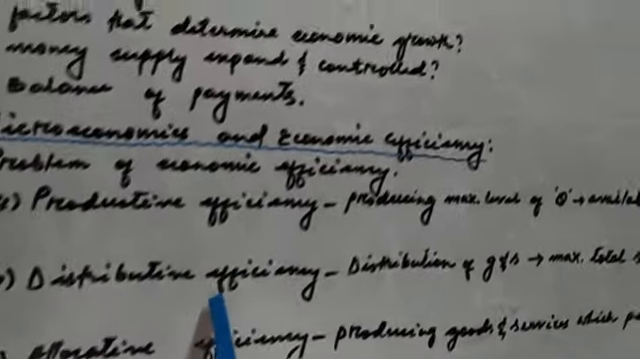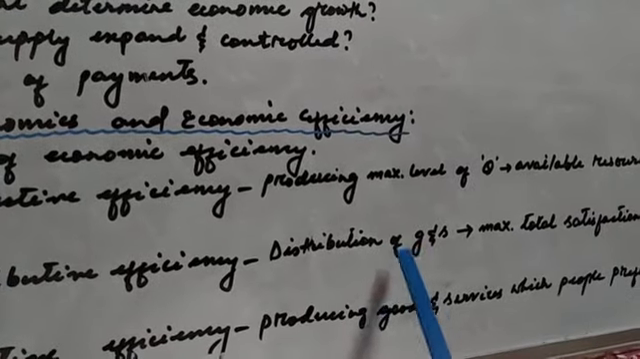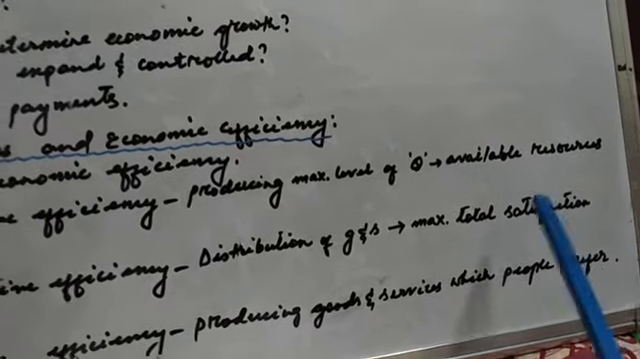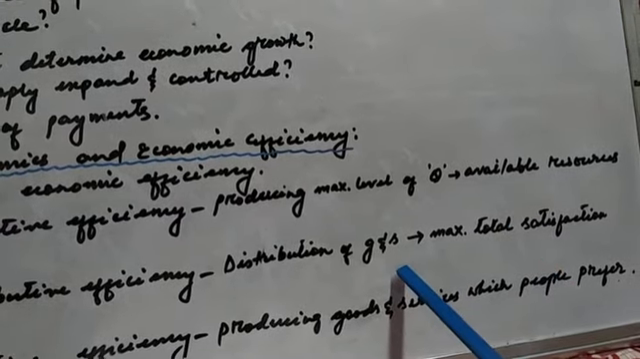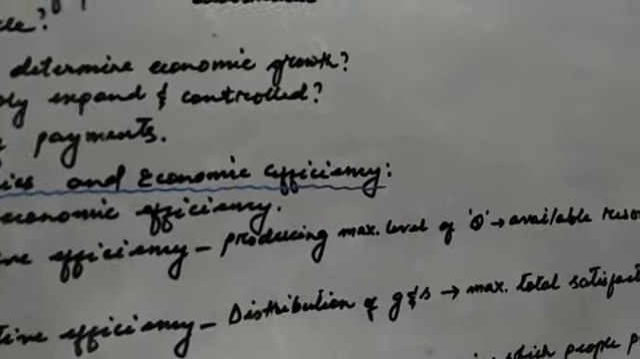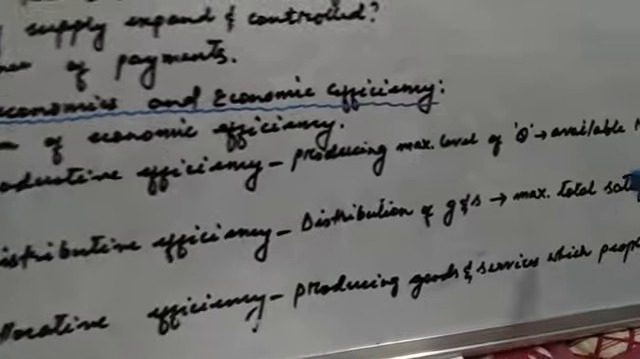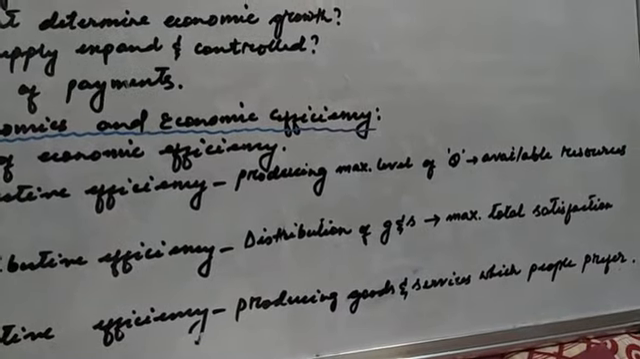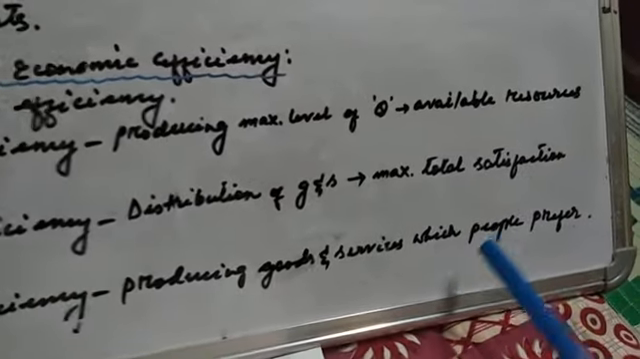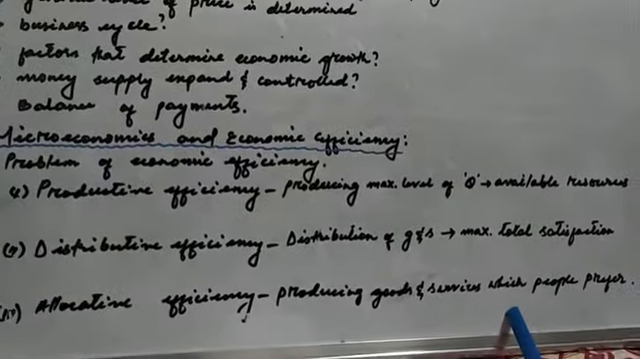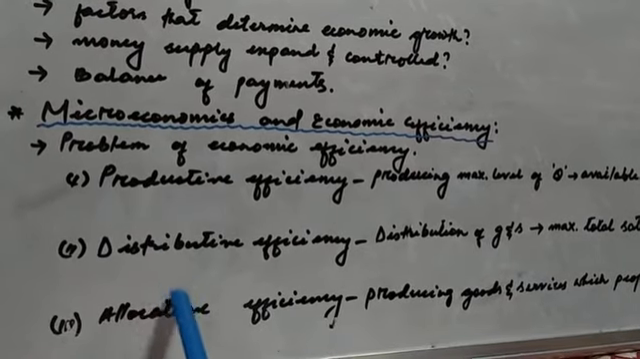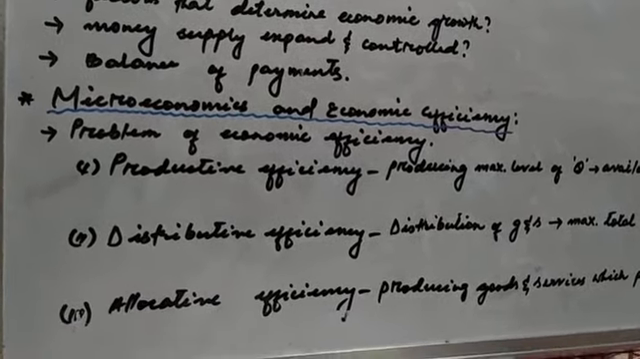And second, distributive efficiency. It talks about distribution of various goods and services to the consumer or individual so that maximum total satisfaction is derived. We distribute goods and services to the consumer or individual so that maximum total satisfaction is achieved. Lastly, we have allocative efficiency. Allocative efficiency involves producing goods and services which people prefer. The firm will try to produce various goods and services which people prefer. So, once we are in tune with these different economic efficiencies, then we can see the growth in economy.